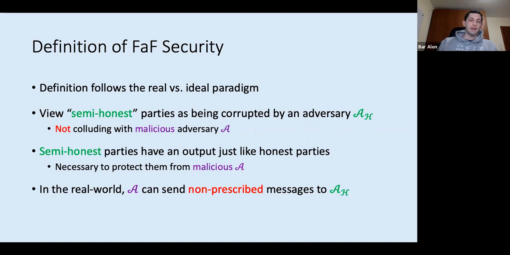And finally, I just want to stress that in the real world, the malicious adversary can send whatever it wants to the semi-honest adversary. It doesn't have to be anything specified by the protocol. And in fact, it can even happen after the protocol has already terminated, days after it, we don't care. So these are just a few notes to keep in mind. Based on these, we are going to give a security definition. We construct an ideal world that captures all of this.